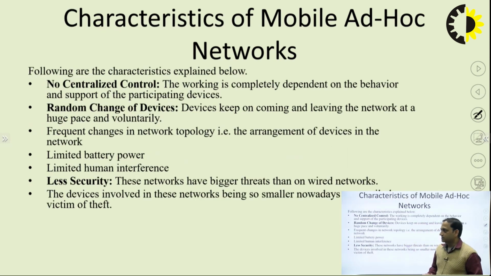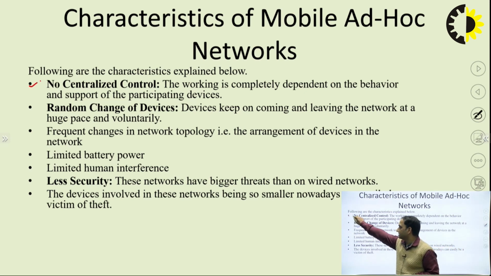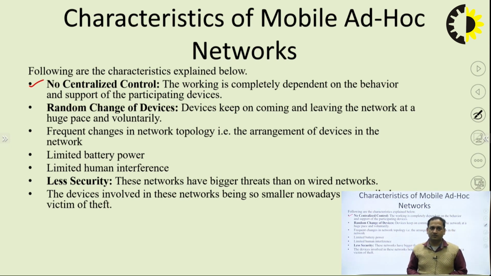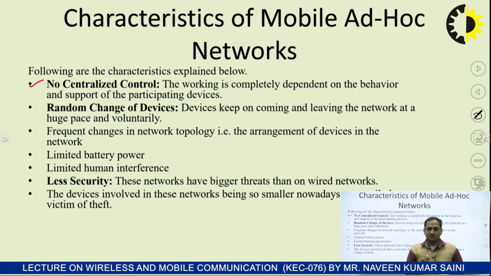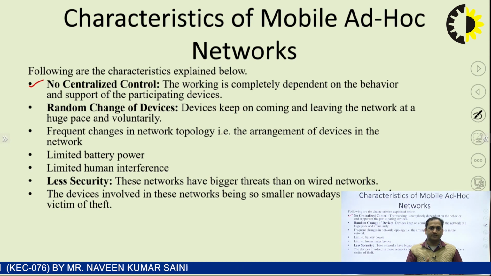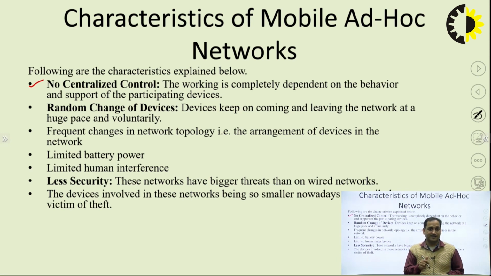There are some characteristics of mobile ad hoc networks in which there is no centralized control. As I said, this is reconfigurable itself, and there is no access point for all the nodes, right? This is one of the very unique features: every node can act as the access point, every node can act as a router, and every node can act as the source or destination as well. So there is no central control of the deployment of nodes necessary. The working is completely dependent on the behavior and support of the participating devices.